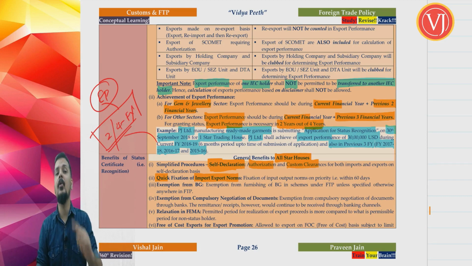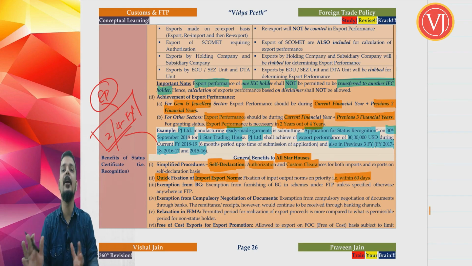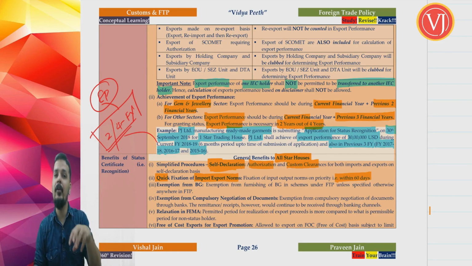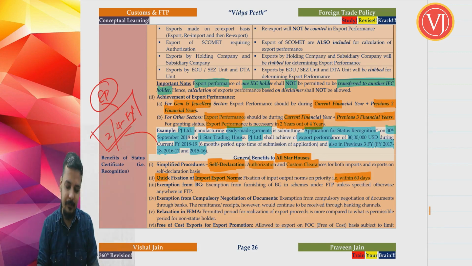Now, these star houses going for their separate input-output norms, it will be done very quickly, within 60 days. Quick fixation of independent input-output norms. Standard input-output norms are applicable for the entire industry as such. Independent input-output norms will be applicable only for a particular company. And when you are going as a star house, there will be quick fixation of your independent input-output norms.